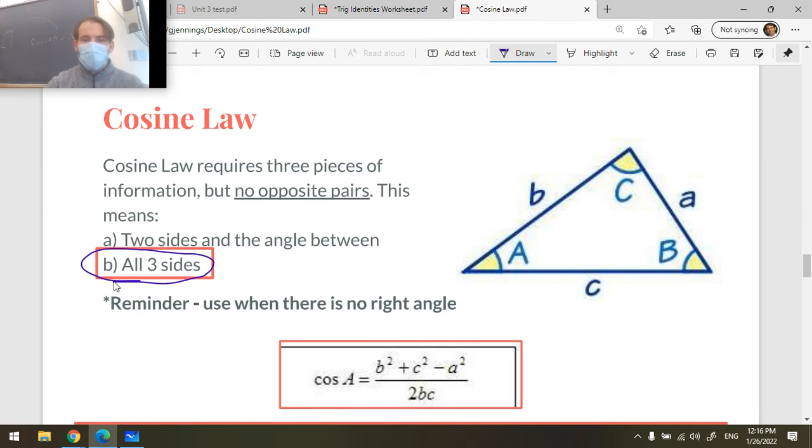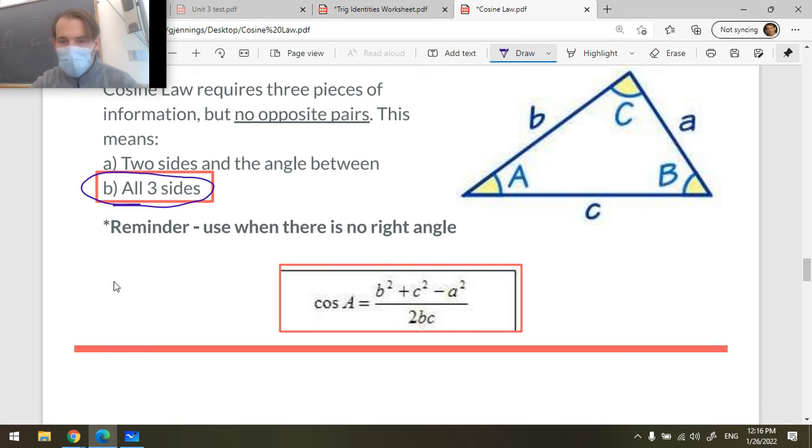And I would use this formula here. This is just cosine law reorganized, okay? I don't remember this, but I remember cosine law. So let's see how we can get to this, if you forget what it looks like, and you can remember it yourself.